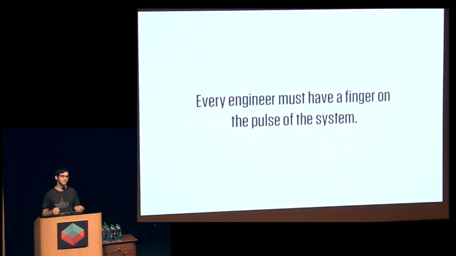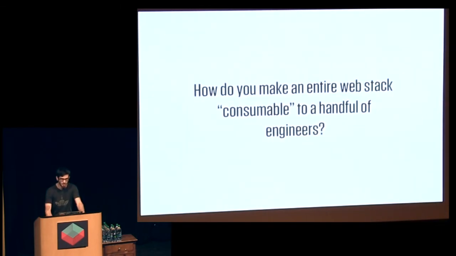This touch has to be accessible to your very first engineer on the very first day who has never written any part of the stack, and who still needs to be able to easily grasp what the system's doing and how it's behaving. So this question reduces to: how do you make this entire stack full of metrics and very opaque processes consumable to a handful of engineers who didn't even write the thing in the first place? How do you do that? That's the point right now.